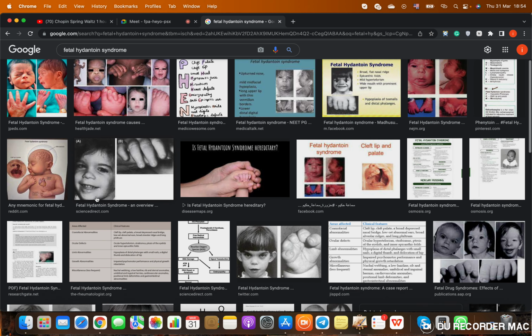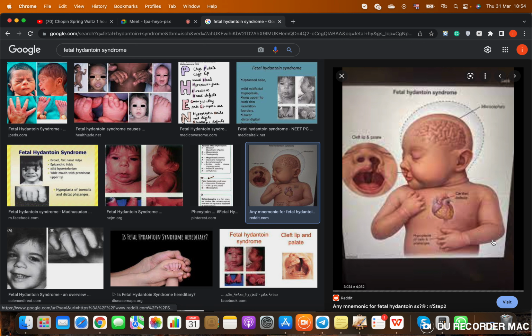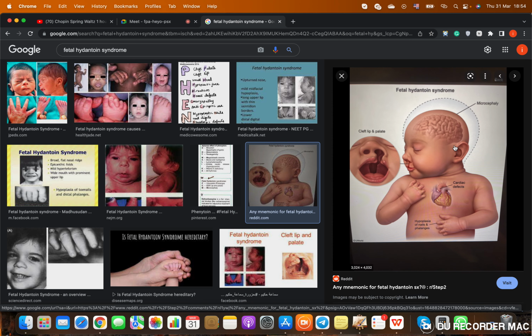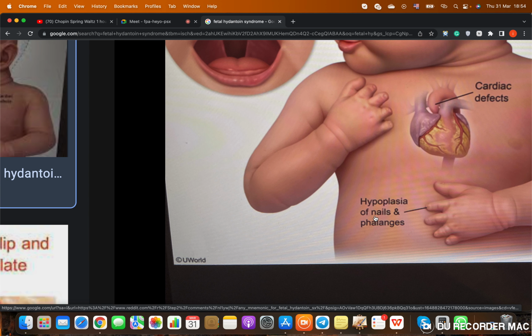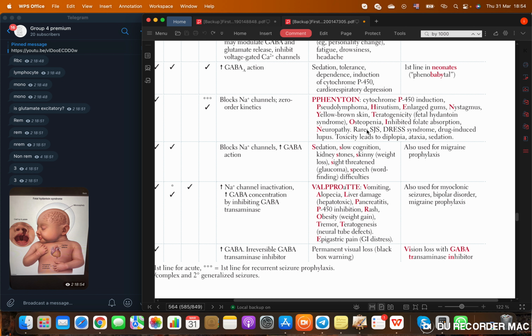I want to find a picture of nails. Okay, good enough. So basically, they will have microcephaly, cleft lip or palate, and the most important thing, hypoplasia of the nails. Yes, this is fetal hydantoin syndrome. Super important. Okay, so osteopenia and inhibits the folate absorption, leading to a B9 deficiency and a macrocytic megaloblastic anemia.